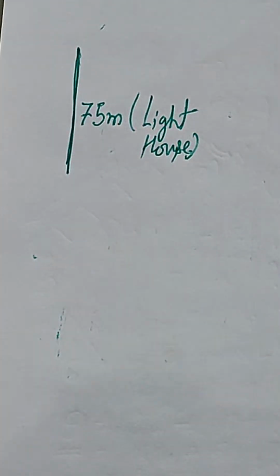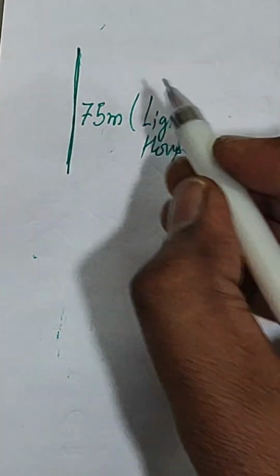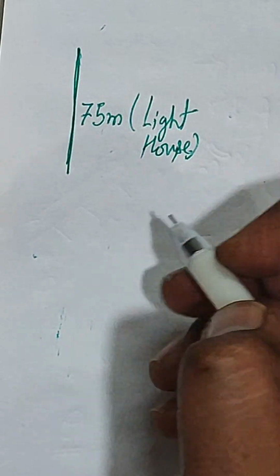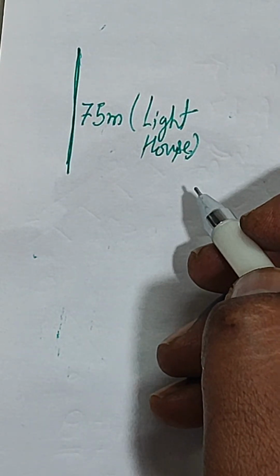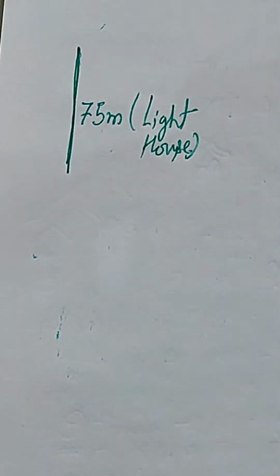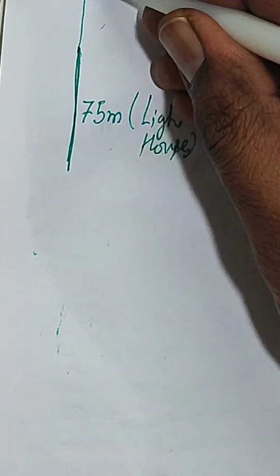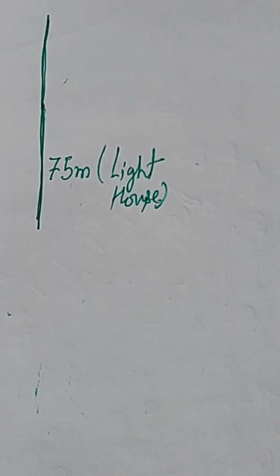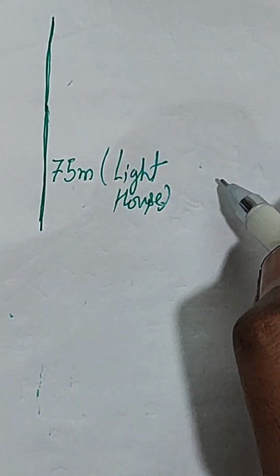So into this question is given that from the height, this is another question. As observed from the top of a 75-meter tall lighthouse, the angle of depression of two ships are 30 degree and 45 degree. So let us say this is the lighthouse, and the angle of depression of two ships.